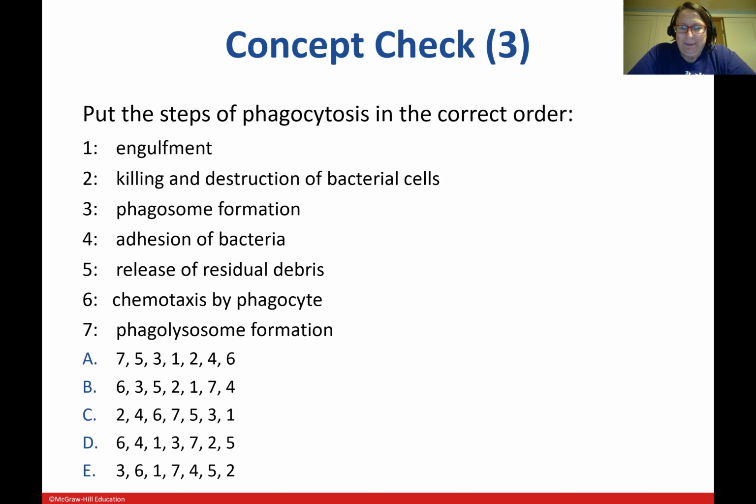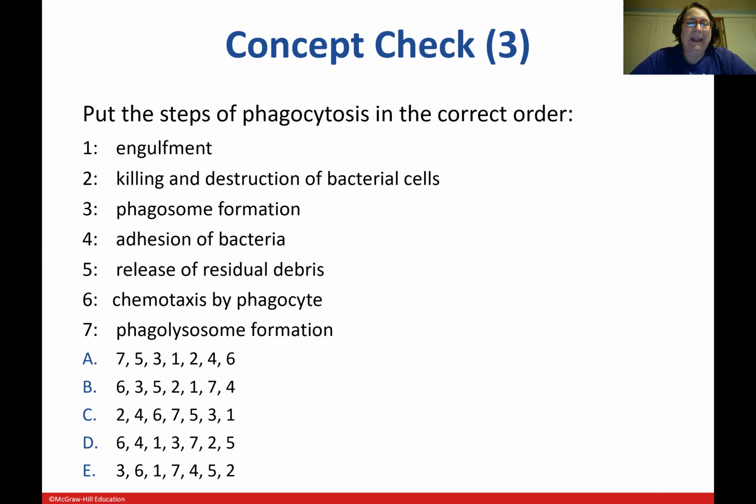Just to give you a hint, number 6 is the first thing. Somebody recognizes that there's an infection happening, it sends out those cytokines, and the macrophages come running. So that's the first thing. The macrophage has to show up where the bacteria are before phagocytosis can happen. So we're down to B and D.